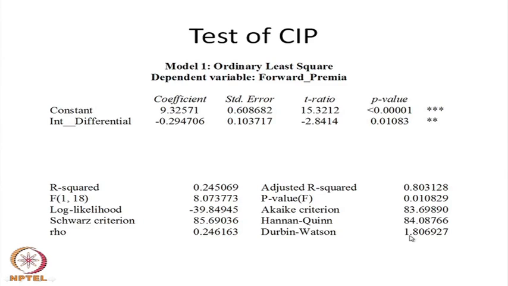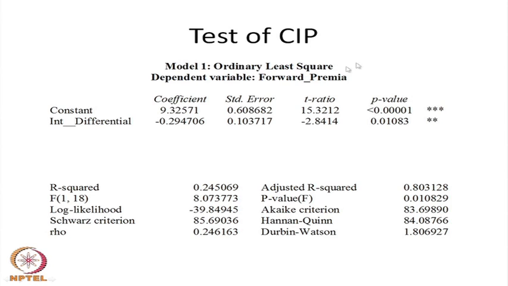The Durbin-Watson is almost 1.80, quite high, which is okay. It is supposed to be 2, but it is moving towards 2, so that is okay. The adjusted R square is 0.80, quite high, and the model testing is also valid, as the F value shows. So, this is a valid equation, the interest differential coefficient is significant, and the model is valid.